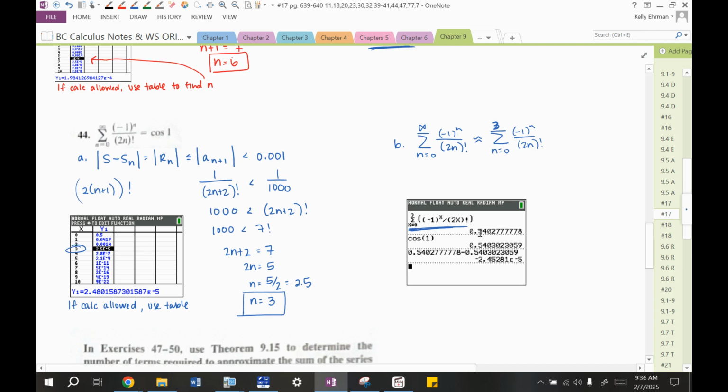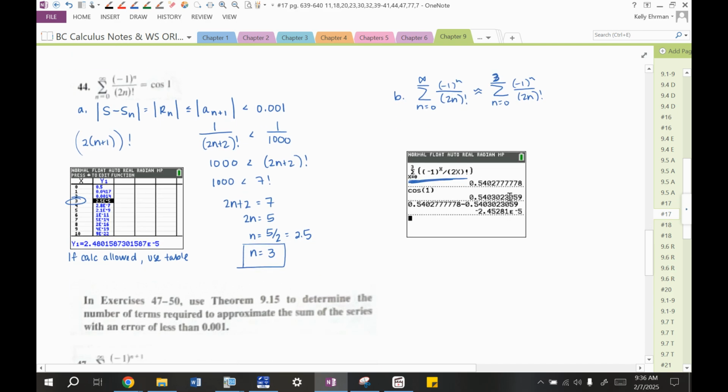So that is 0.5427 repeating. And then this says that the actual sum is cosine of 1 radian. So I typed in cosine of 1 in my radian mode. I got 0.5403. So yeah, the first 3, it's got 3 decimal place accuracy. So the error here was 0.0000245, whatever. So yeah, the error is less than 0.001.